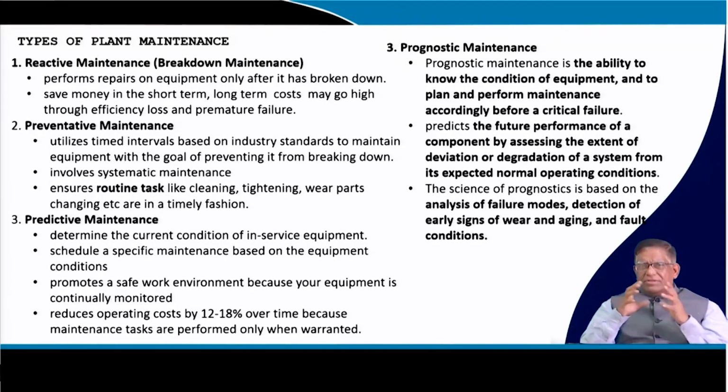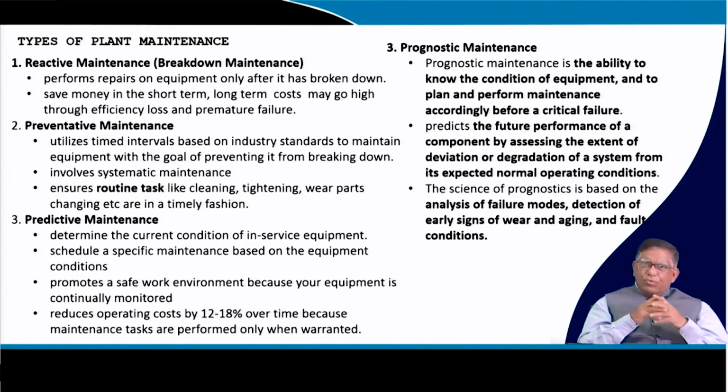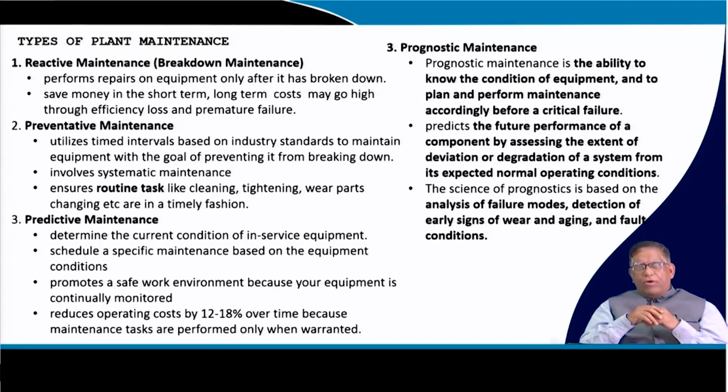Now, this terminology that is used often is called prognostic maintenance. That is where the condition of the equipment can be known and you can plan the performance according to a critical failure criterion. So, that means you are allowing certain things to happen as observed. So, it predicts a future performance.